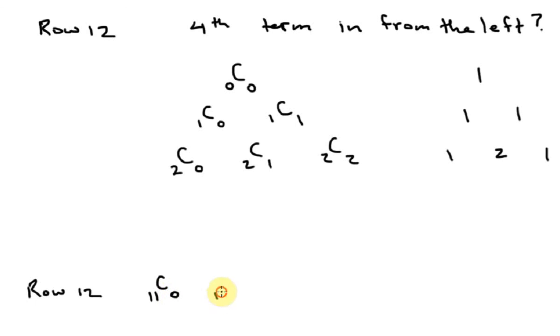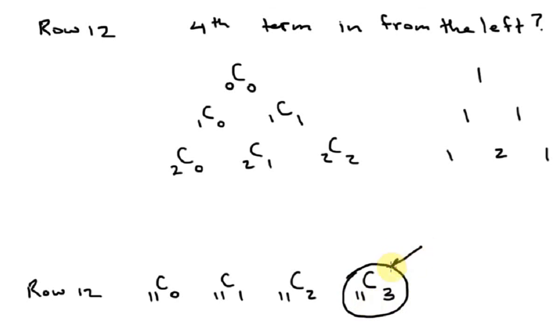Then it would work its way in by increasing the number of things that you're choosing. So 11, choose 1, 11, choose 2. And so that was terms 1, 2, 3. And here's the term we're after, 11, choose 3. That's the fourth term. So now I could take my calculator, or I could take formulas, and I could work out exactly what is 11, choose 3. Turns out it is 165.